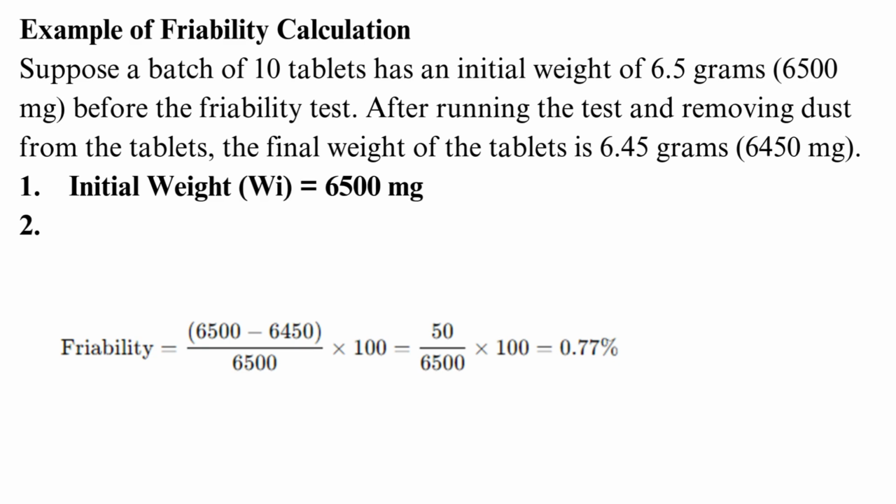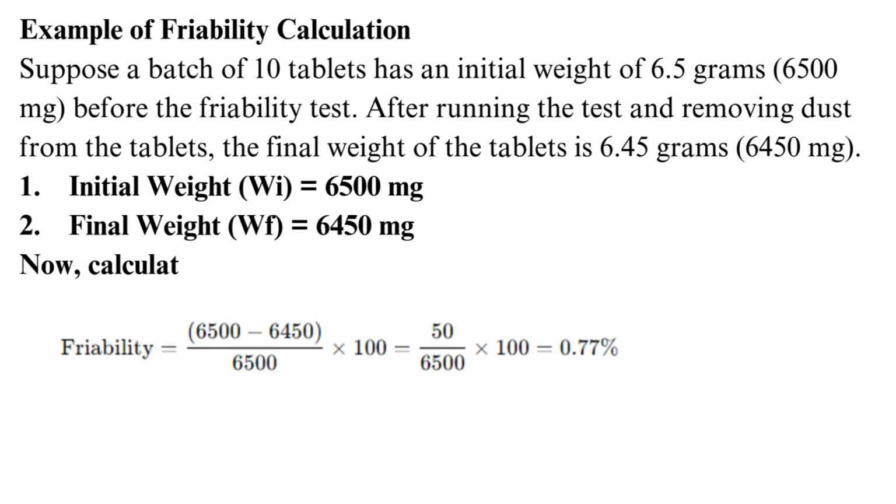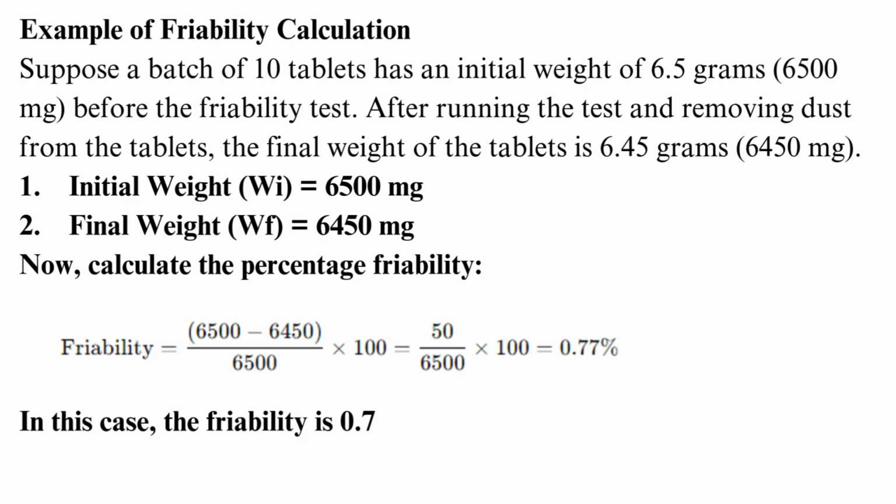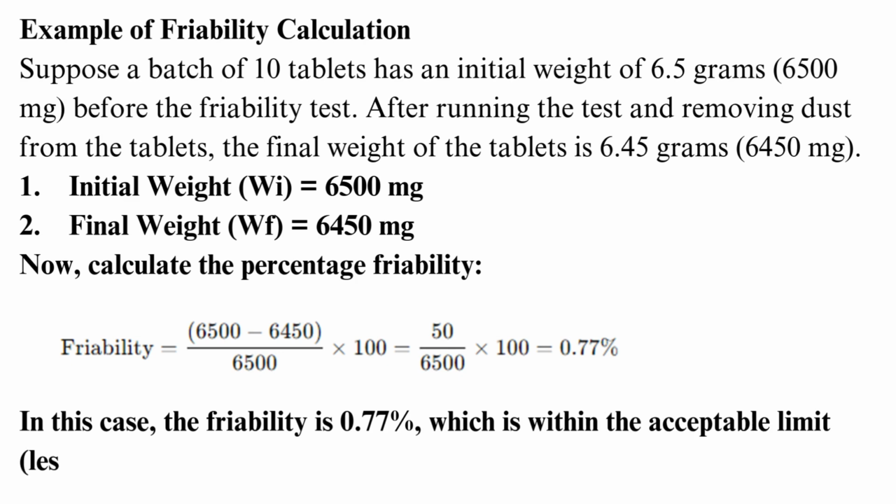Now, calculate the percentage friability equals 6,500 minus 6,450, divided by 6,500, into 100, equals 0.77%. In this case, the friability is 0.77%, which is within the acceptable limit, less than 1%.